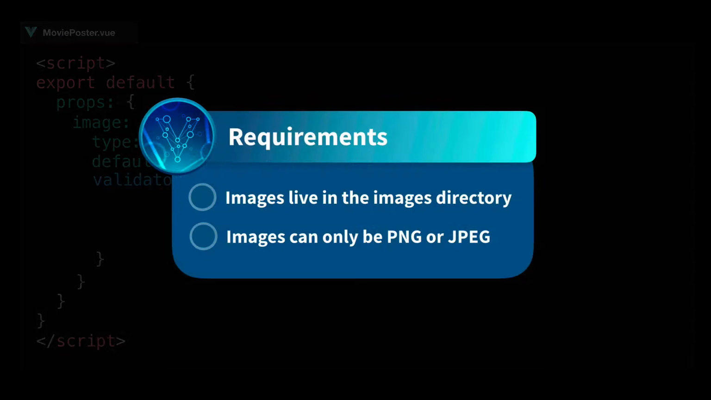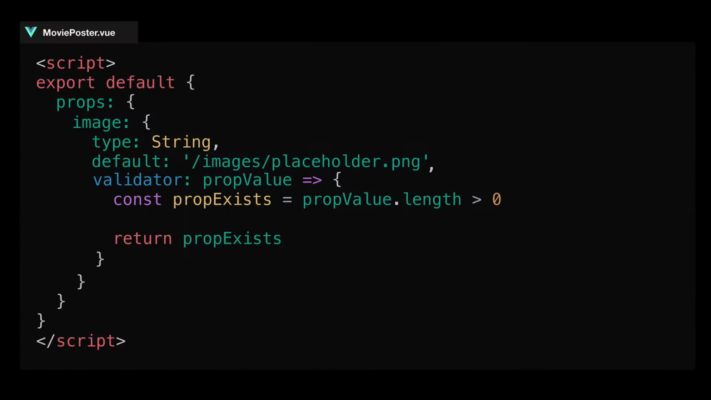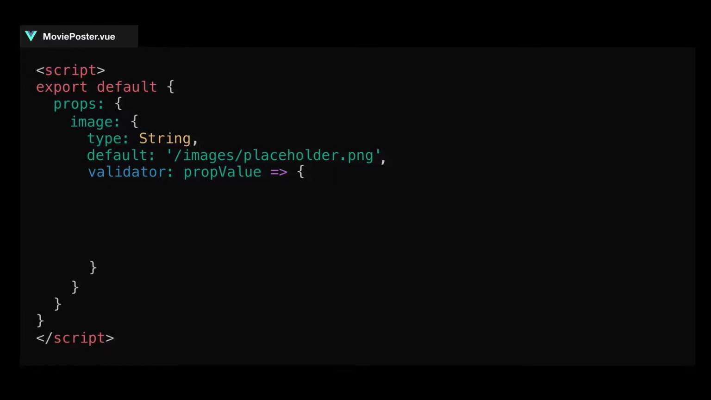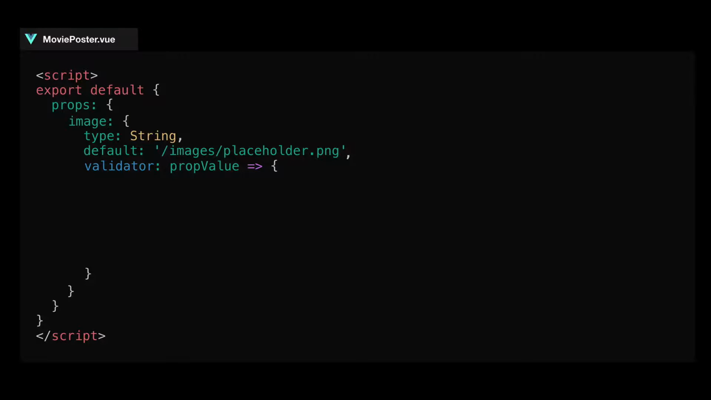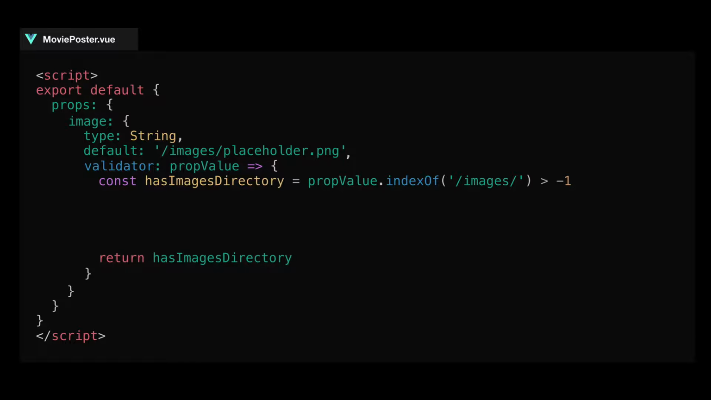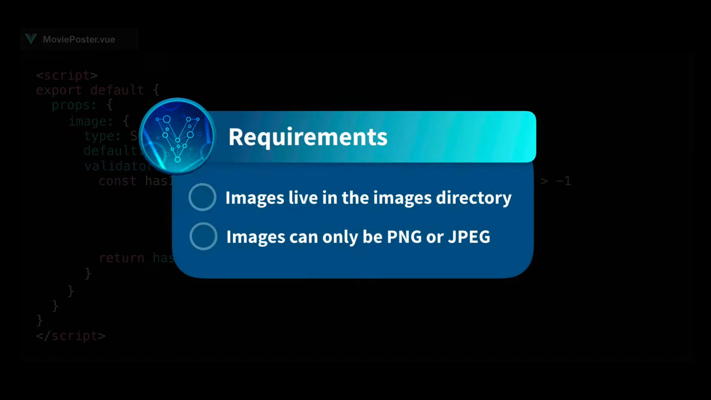Our first requirement is to ensure that all images live in the images directory. To do that, let's go ahead and clear out our boilerplate code. We'll then check whether the images directory exists within our prop value using the JavaScript method indexOf, which will return its position within the prop value. If it doesn't exist, it will return -1, which will make this rule false. Now that we've declared the rule, all we need to do is return our rule check. And with that, our first requirement is already complete.